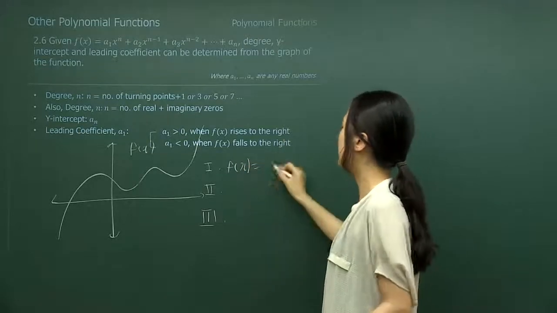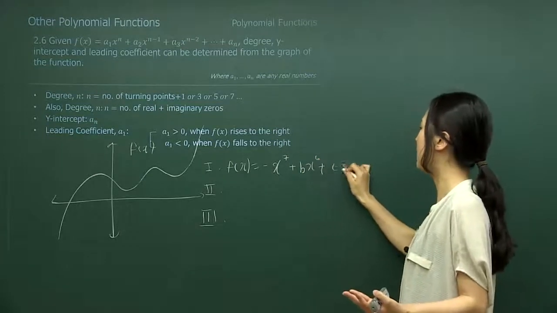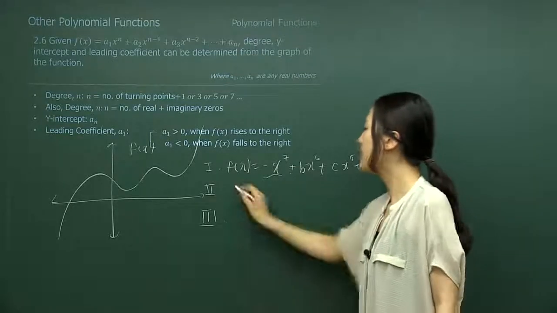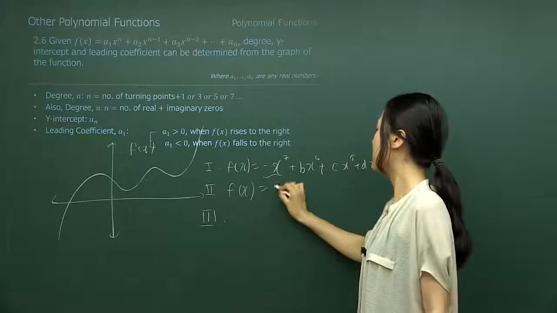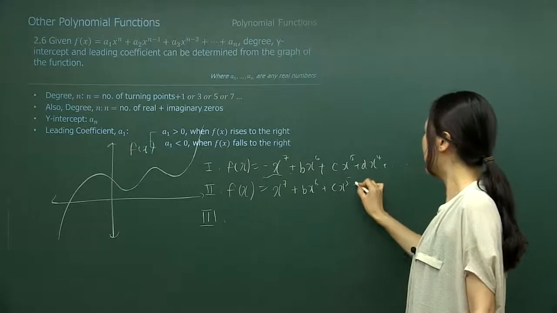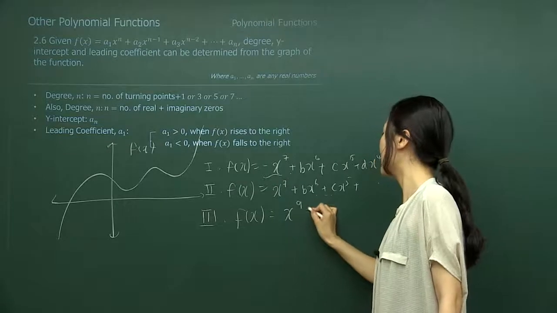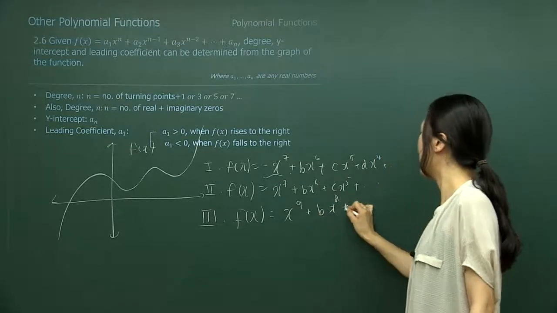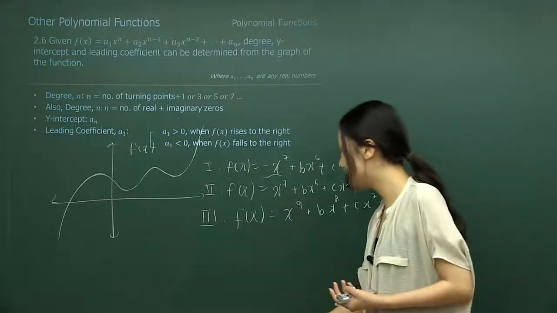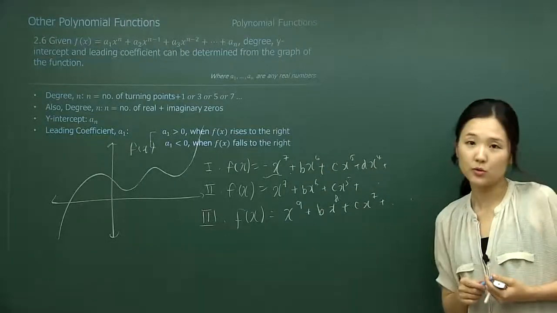Choice 1 says negative x to the 7th plus bx to the 6th, I'm not telling you what the values are, plus c, plus dx to the 4th, and we continue on; this is the highest degree. The second one is similar, but this is positive, plus b x to the 6th plus c times x to the 5th, etc. And lastly, x to the 9th plus b, here we go, c x to the 7th. Now, if you have to decide which of the three could be the equation for the given graph, what will you choose?